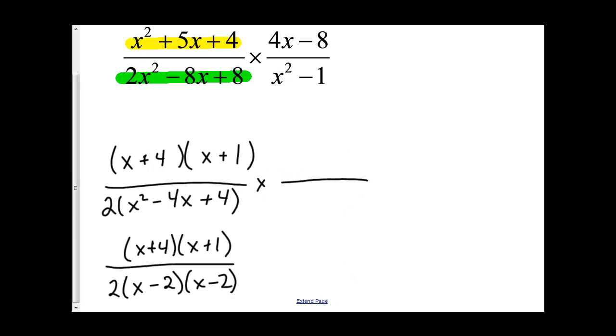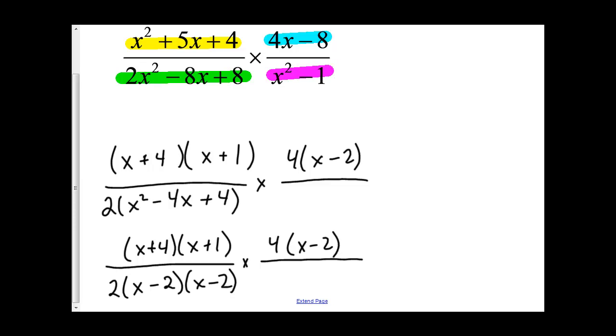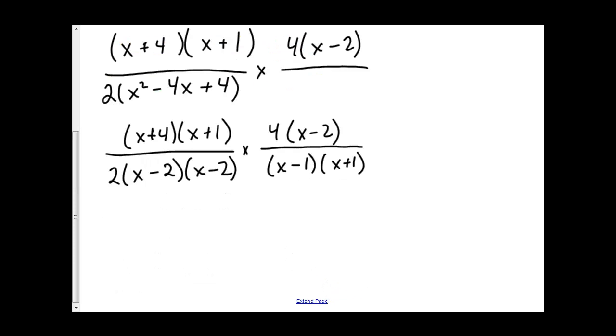Now in my third one that I need to factor, so this one up here, I'm going to factor out a common term. So I could take out a 4, and I get x minus 2, and since this x minus 2 can't go any further, that's going to be in my last expression. And then finally, I've got x squared minus 1, so when I factor, it's going to become x minus 1 and x plus 1.